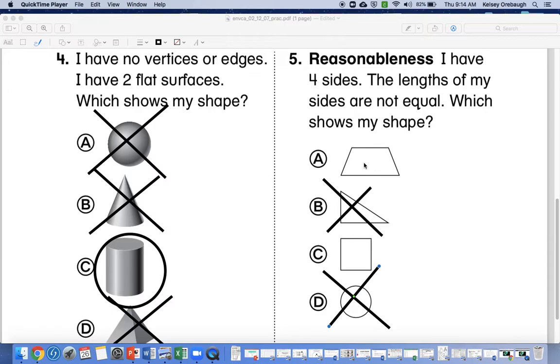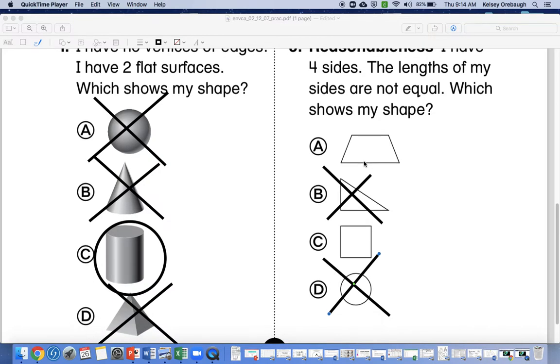Okay, let's look at this quadrilateral. Quadrilaterals have 4 sides, but are the sides' lengths equal? Is this length the same as this length? No, the bottom side, that length is longer than the top side. The top side is shorter than the bottom side. So that matches the clue.